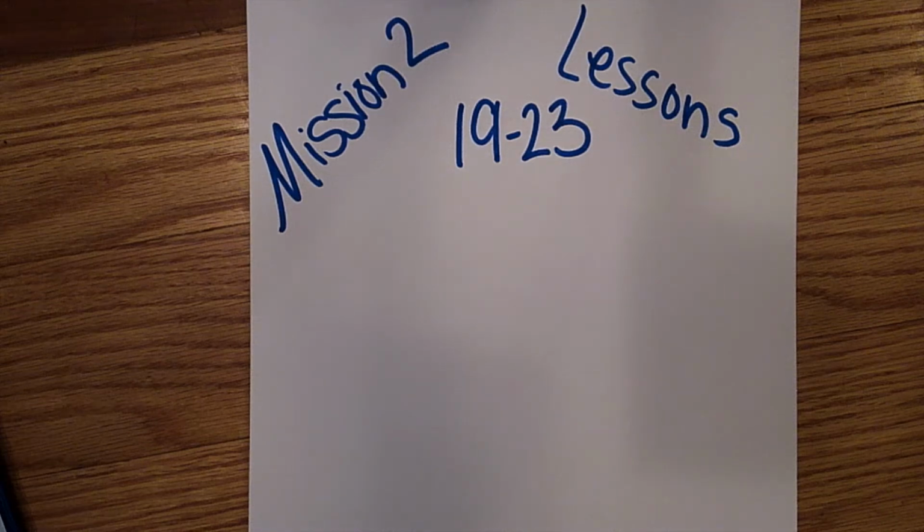Moving right along in Mission 2, we are now into lessons 19 through 23. What you should expect to see in these lessons is dividing up to 4-digit numbers by 2-digit numbers, and then checking the answer using multiplication. You're also going to be solving word problems that involve division. No new vocabulary this time, but we are going to bring that word quotient over from the last few lessons. So let's get to work.